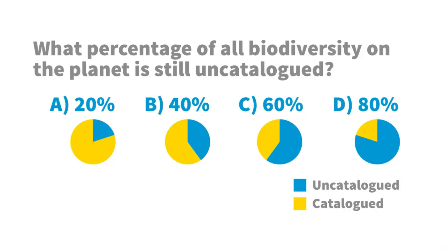So I think we have another poll here for you. We actually want to ask you how many species you think are undescribed. And this is, again, thinking about the idea that we don't know everything about life on Earth. So, what percentage of all biodiversity on the planet is still uncatalogued? 20%, 40%, 60%, or 80%? Take a moment to think about it and put your answer in the window to the right of your video screen.